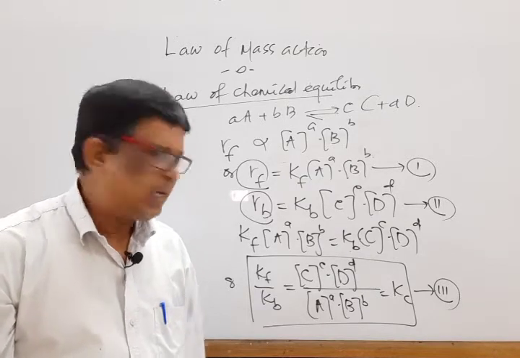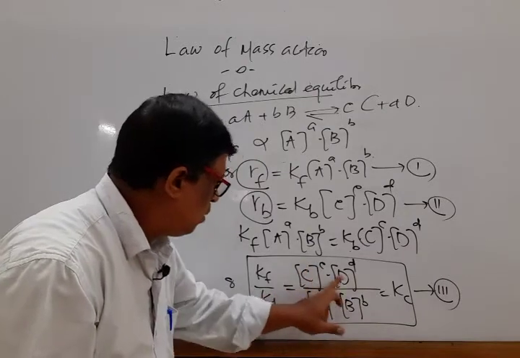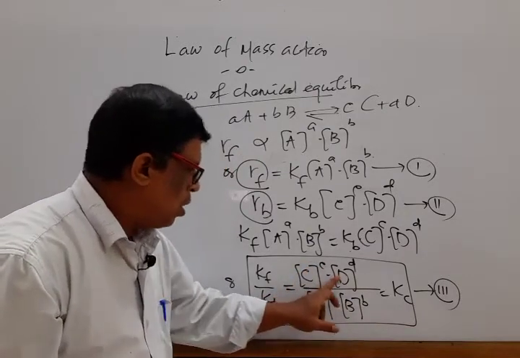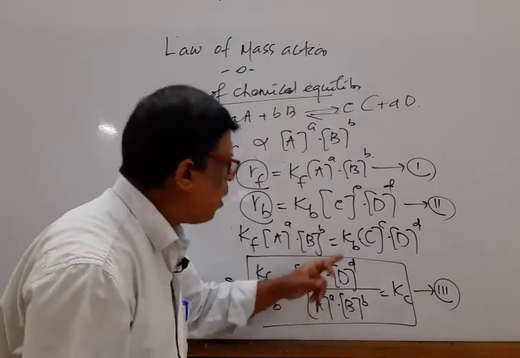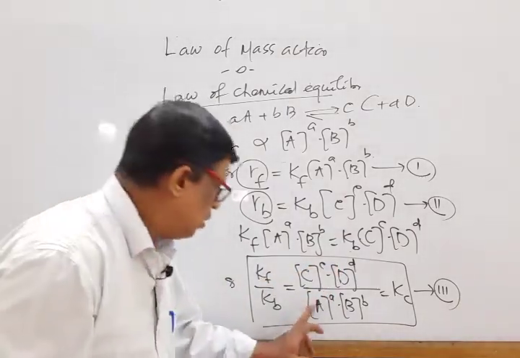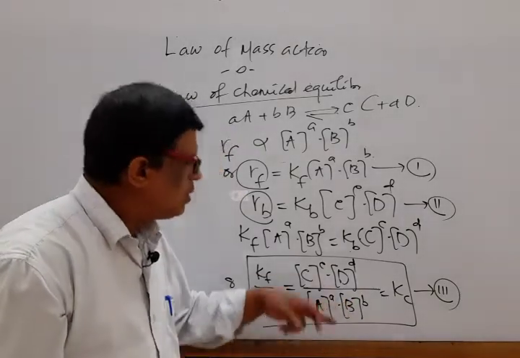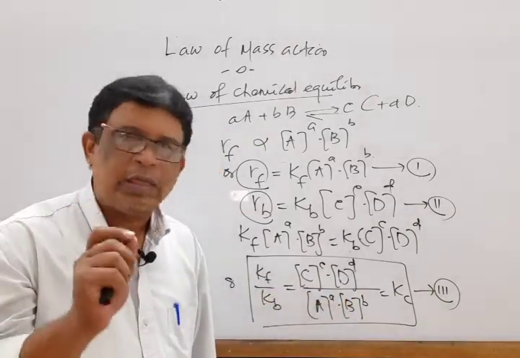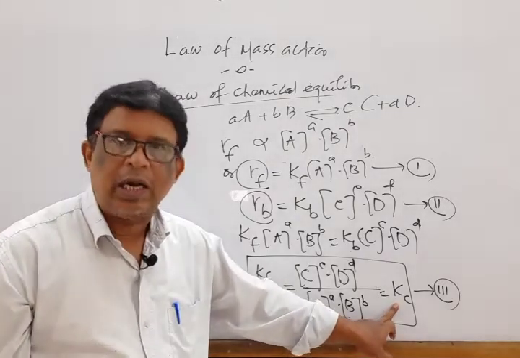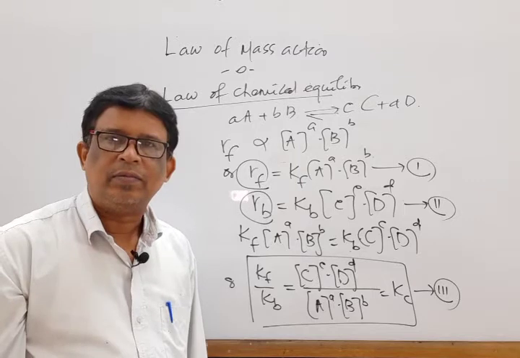Okay, I repeat again, mark that. The ratio of the product of molar concentrations of product species, each raised to the power equal to its coefficient, to the product of molar concentrations of reactant species, each raised to the power equal to its coefficient, is another constant which is known as the equilibrium constant.